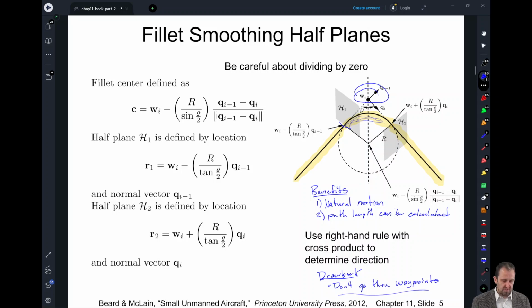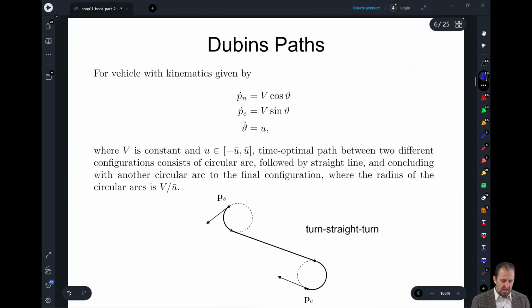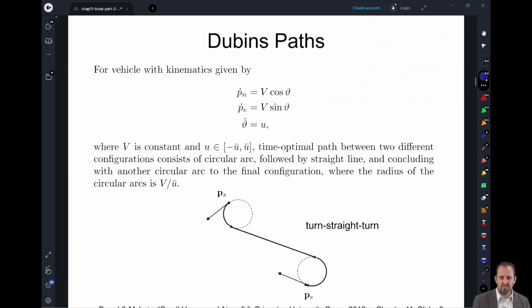Okay, so those are the two strategies we've discussed thus far. In this next series of lectures, we're going to be talking about Dubins Paths. So Dubins determined that the shortest path between any two oriented waypoints is going to consist of straight lines and arc segments.